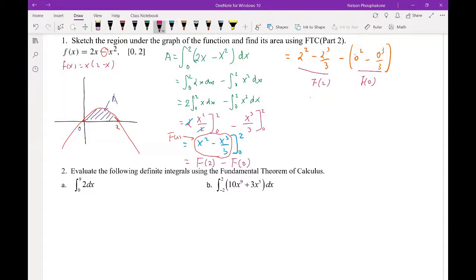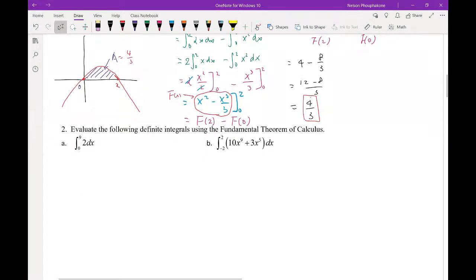Then, of course, right now, what we need to do is simplify. So I will have 4 minus 8 over 3. Then, of course, you will have 3 times 4 is 12 minus 8 over 3. So my answer is 4 over 3. Then, that's it. So this is my answer here. So it is telling me that this area is 4 over 3.